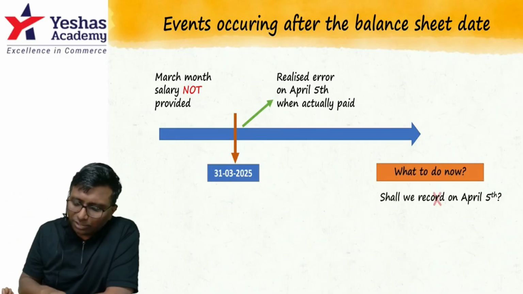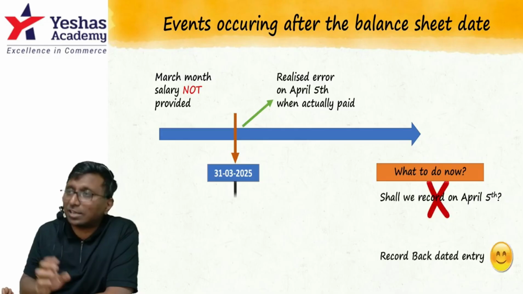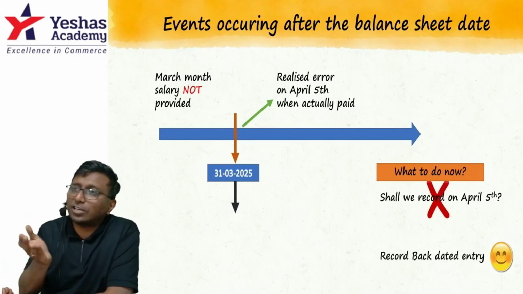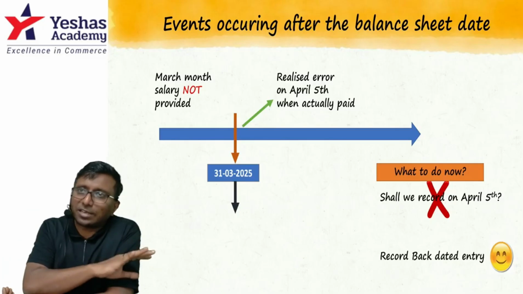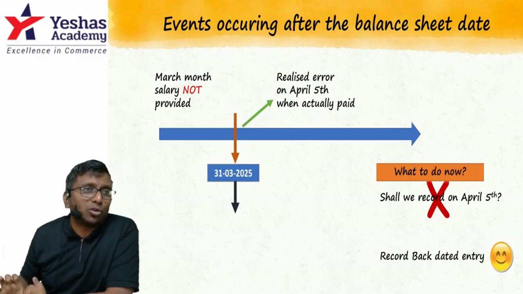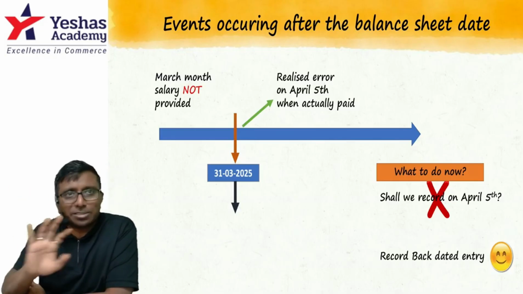What are you supposed to do? Nothing. You should not record it in April 5th. It is not related to the next financial year. It is related to the last financial year. Right? So that's why you have to go back and record it and close it. That's all. That is very simple.